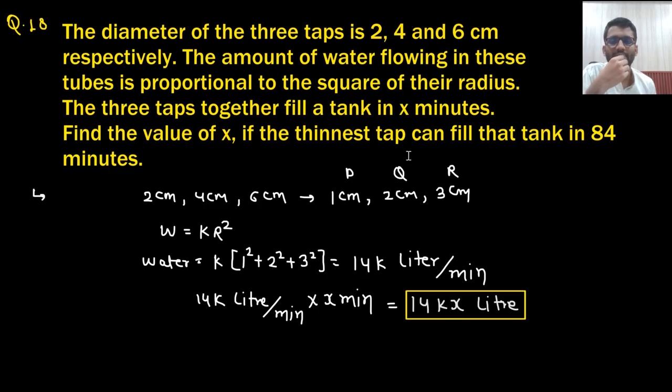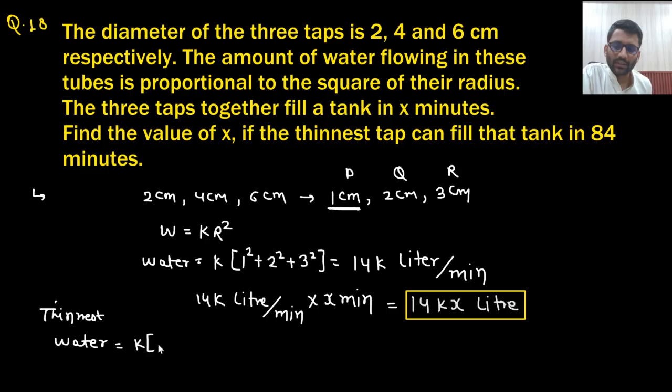Find the value of x if the thinnest tap can fill the tank in 84 minutes. This is the thinnest tap. So the thinnest tap will give how much water? K into r square, that means 1. This much water liter per minute. And in how many minutes will it be filled?